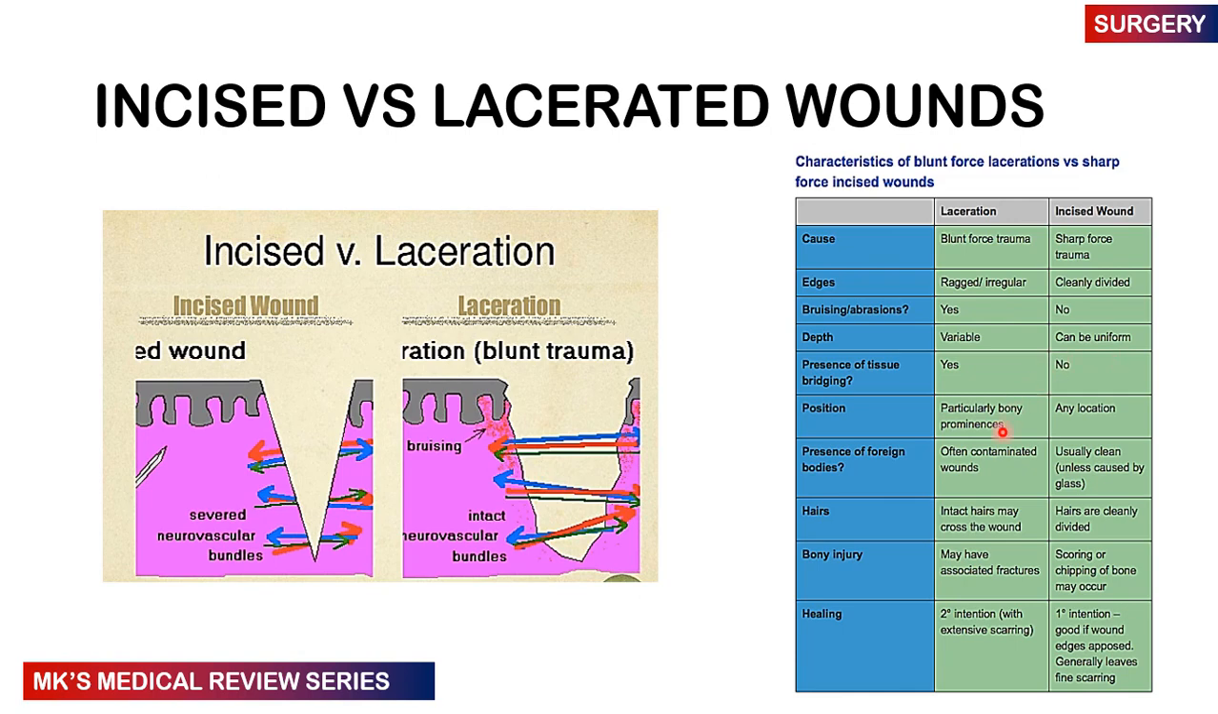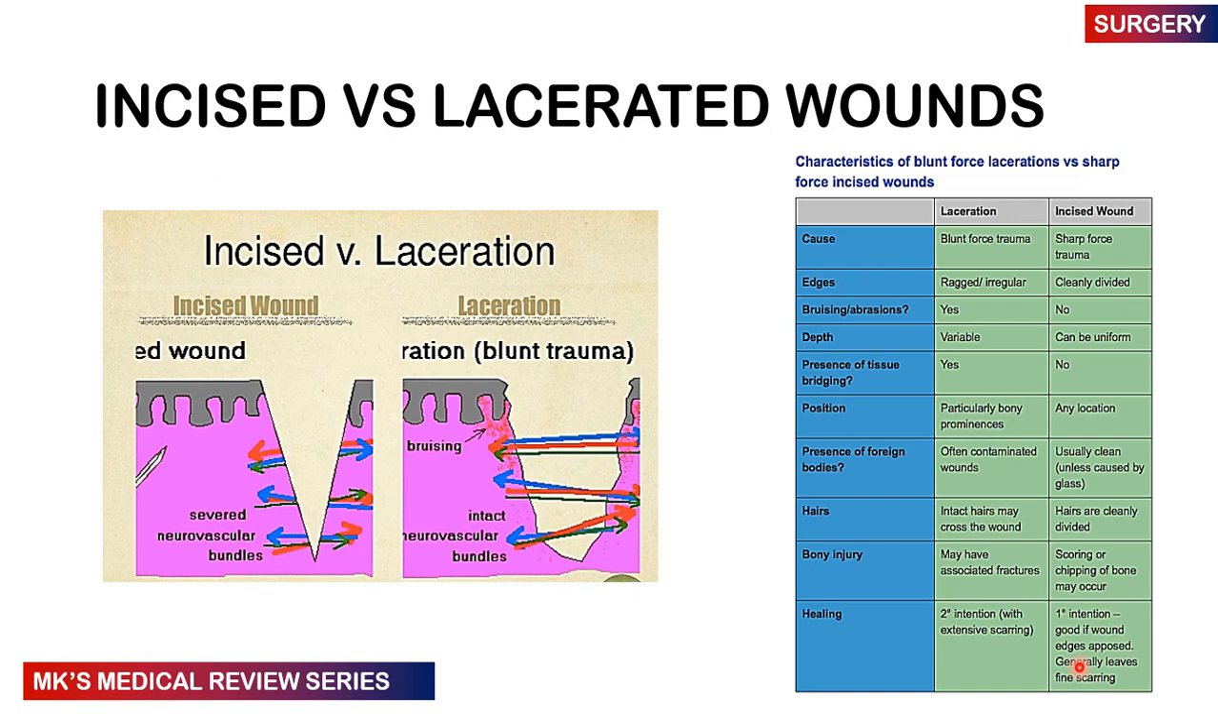The position of lacerations is usually over bony prominences, while incised wounds can be in any location. Lacerated wounds usually have foreign bodies and are contaminated, while incised wounds are usually clean, unless maybe it's glass that you find in that area. Intact hairs may cross the wound in lacerations, while hairs are cleanly divided in incised wounds. Bone injuries may be present with lacerations, while with incised wounds there may be chipping of the bone. Remember that lacerated wounds heal by secondary intention, with extensive scarring. Incised wounds heal by primary intention, so it's good if the wound edges are approximated.